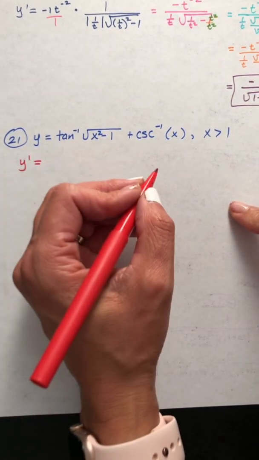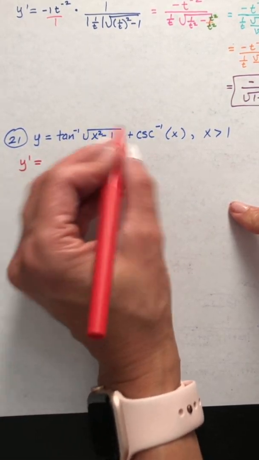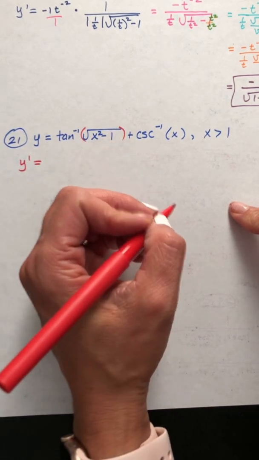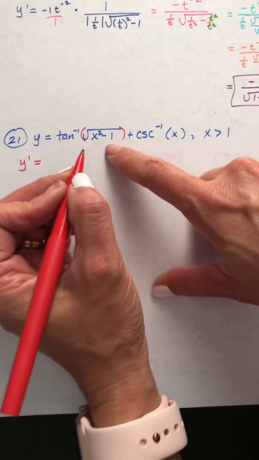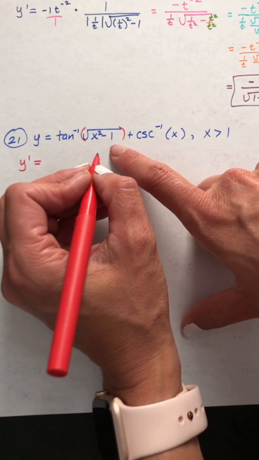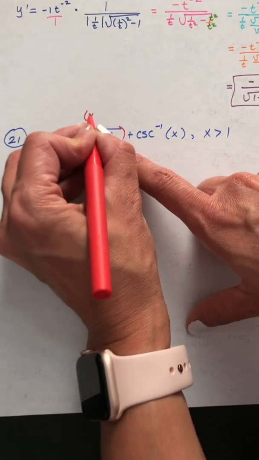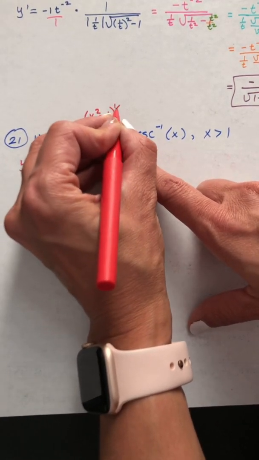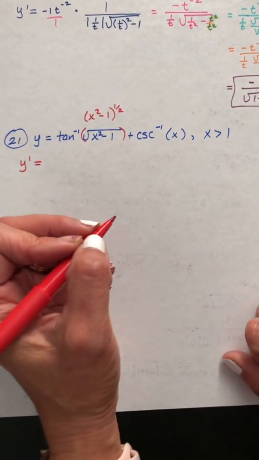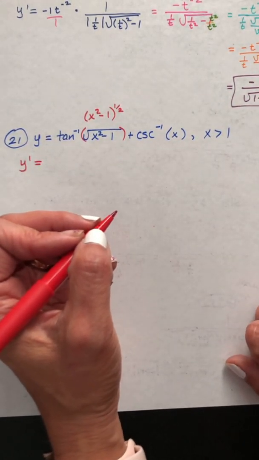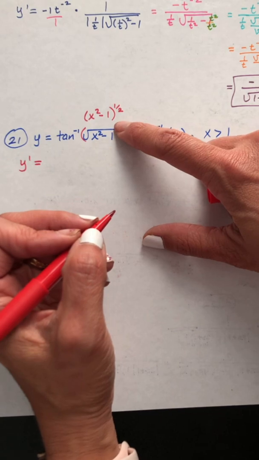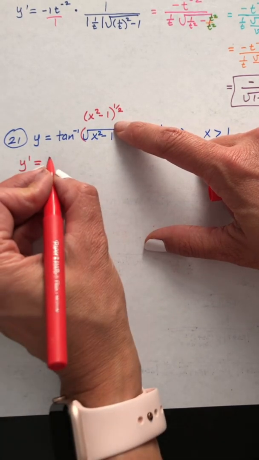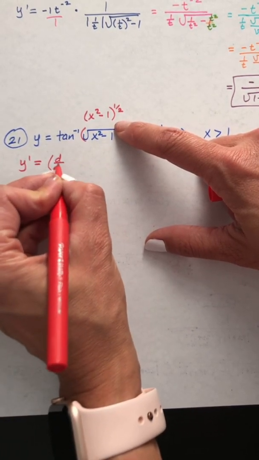So we have tan inverse of x, and this is what it's of. And I want to rewrite that because we're going to have to use chain rule to take the derivative of the inside there. Let's rewrite this as x squared minus 1 to the 1/2 power because it's easier to do the derivative when we're dealing with that. I'm going to have to use the chain rule on that, so that's going to be a little complicated. So I'm going to wait to do it.